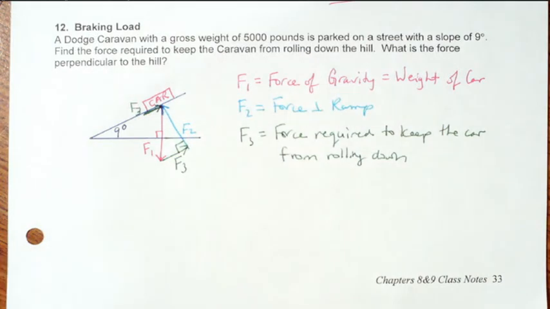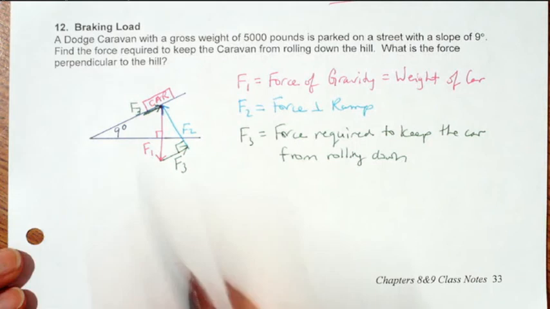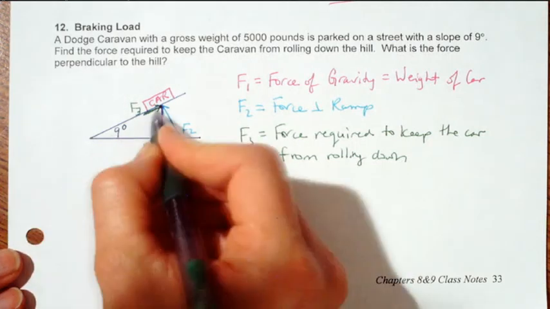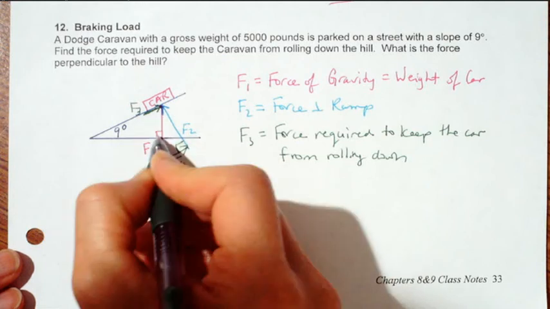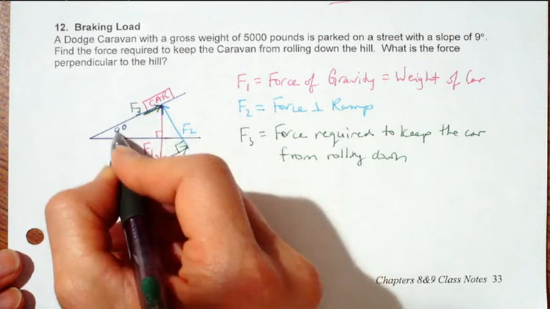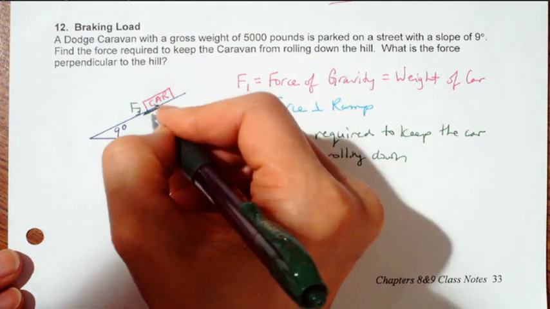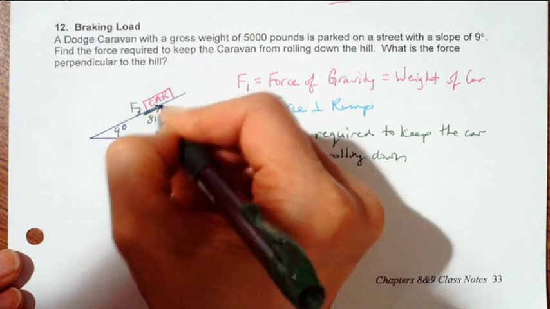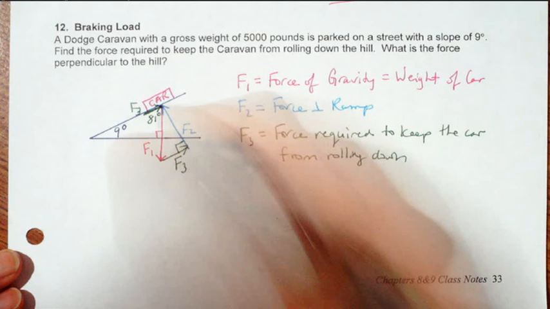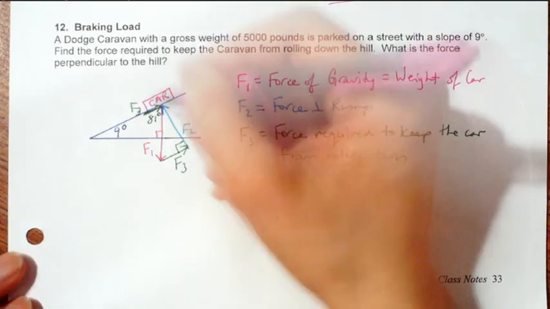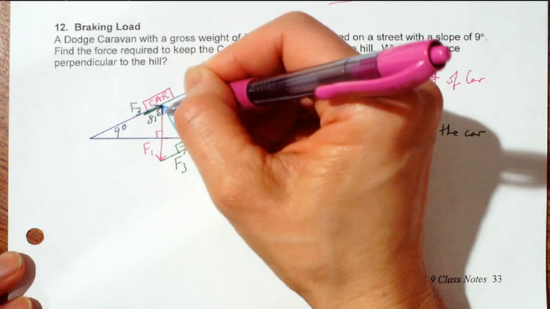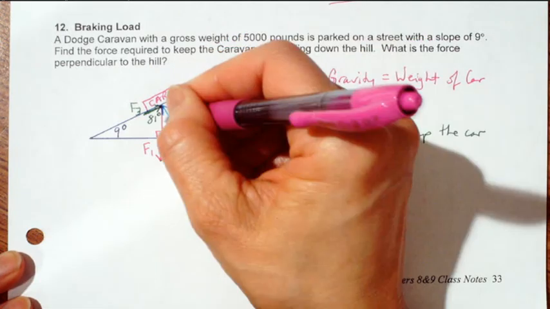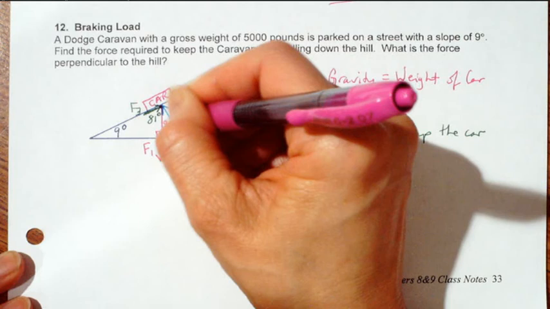Okay, so once we have all of that, we're going to transfer some angles. So look at this triangle right here. If this is a right angle and this is 9 degrees, that means that this up here has to be 81 degrees. And then we know that this is a right angle, that's perpendicular to the slope. So then this has to be 9 degrees.